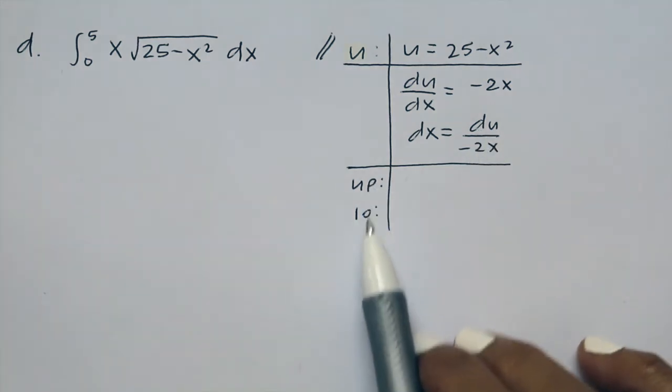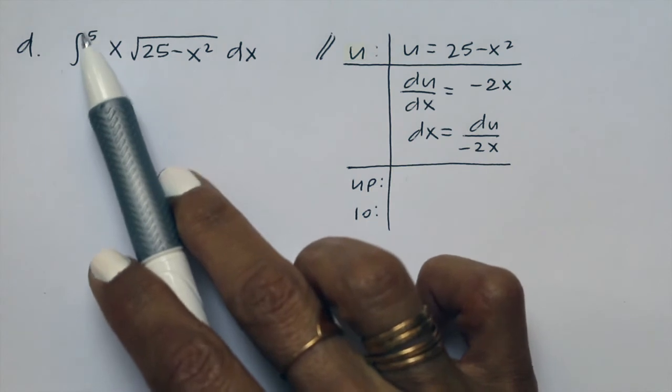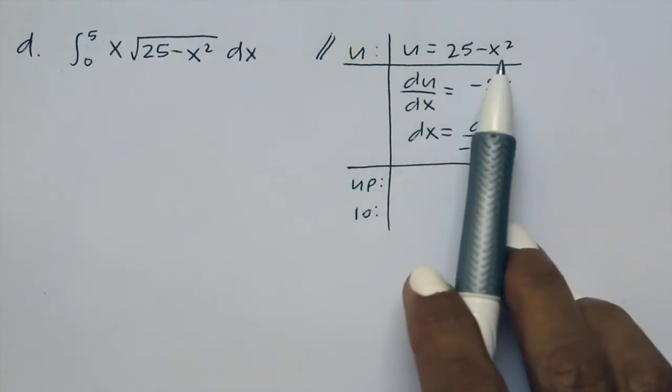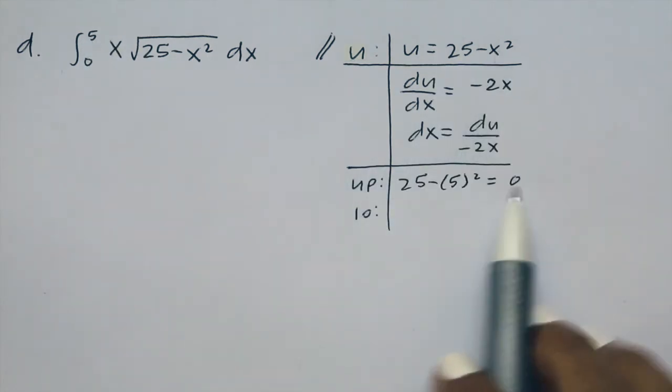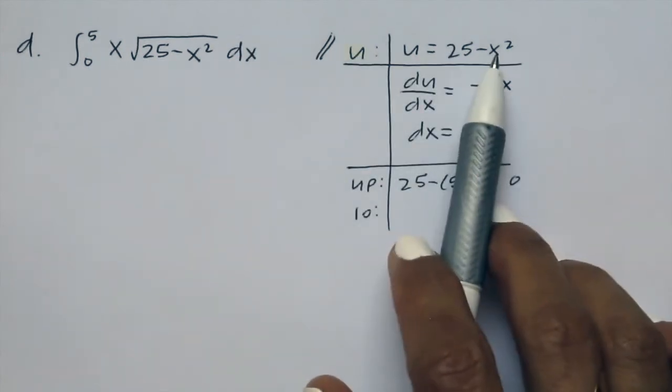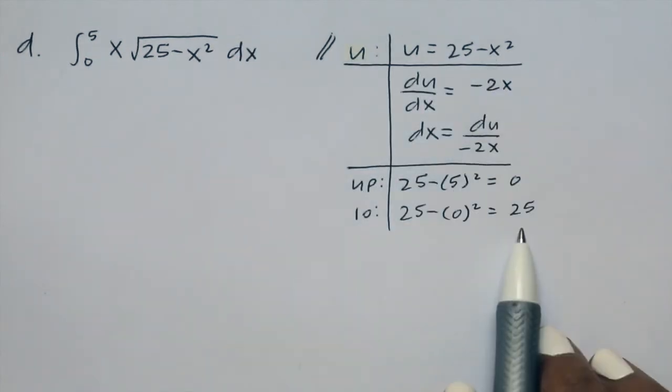Next, we're going to change our upper and lower limits. So your upper limit is 5. We're going to take 5 and plug it in for x, and you end up getting 0. Our lower limit is 0. We're going to plug it in right here for x, and you end up getting 25.